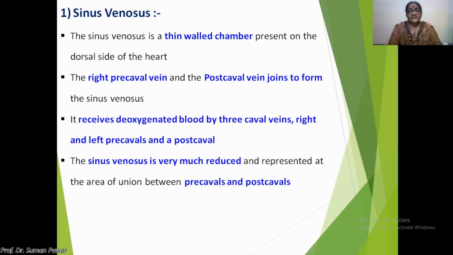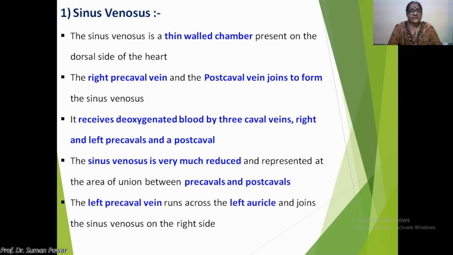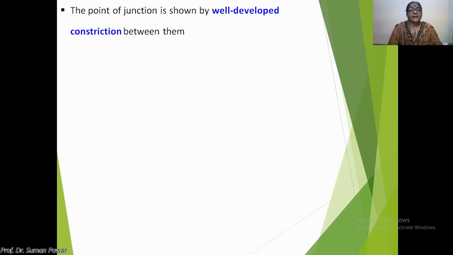The sinus venosus is much reduced and represented at the area of union between the precaval and the postcaval veins. The left precaval vein runs across the left auricle and joins the sinus venosus to drain its content. The point of junction of the caval veins is shown by a well-developed constriction between them.